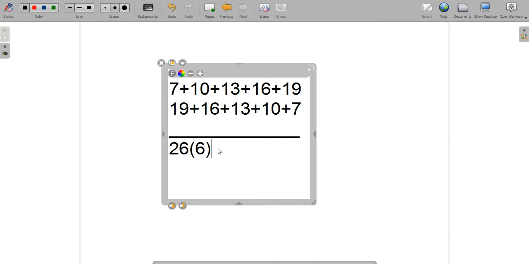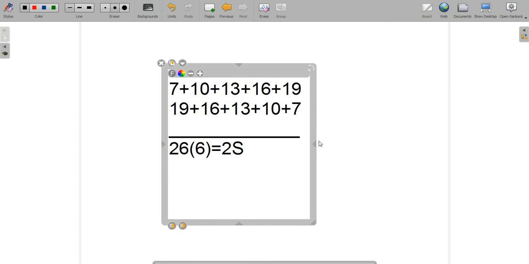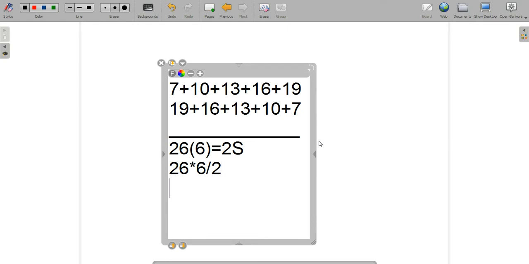So now that you added these two, you have 26. An easy way to get this number is by adding the first number with your last number. And I will show you how to get this number in a little bit. But as you recall, this is equal to 2s since you added this 2 series. So you have to divide by 2. So 26 times 6 divided by 2. So this will be 78.